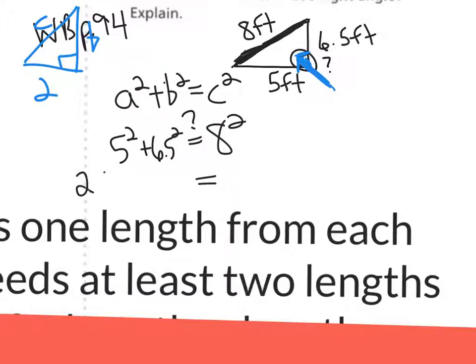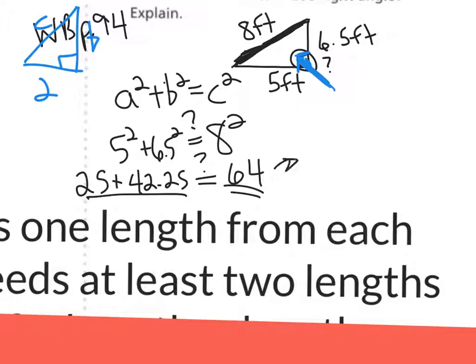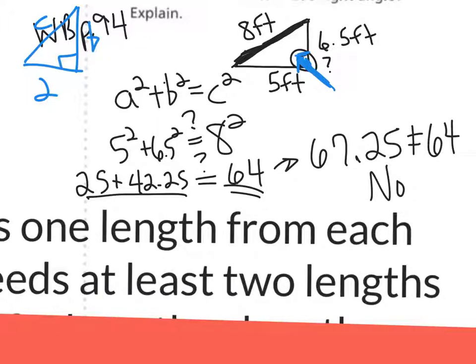5 squared is 25. 6.5 squared is 42.25. 8 squared is 64. So the question is whether these two are going to add up to 64. Well, I only see a 0.25 as a decimal. There's no way that's going to add up to a whole number. You can add it up and it's going to be good. So 67.25 is not equal to 64. So no, this is not a right angle.